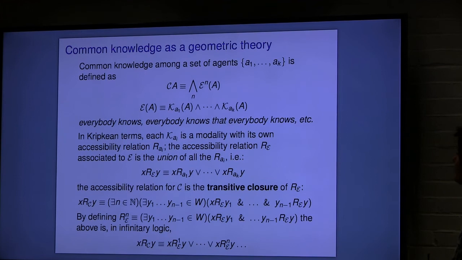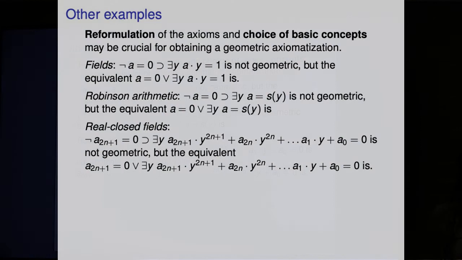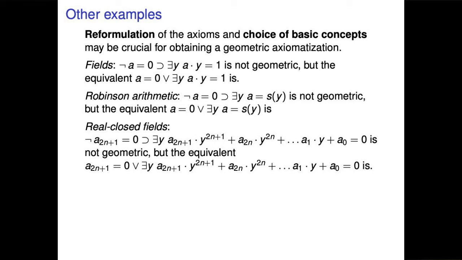So other examples of coherent and geometric theories. Sometimes a theory is not in itself coherent or geometric, and one needs to modify the basic notions to get a geometric theory. For example, if we formulate the axiom of fields as every non-zero element has an inverse, this is not geometric because there is an implication in the negative part, so the negation in the antecedent of an implication. But if this is replaced by the axiom that any element is either zero or it has an inverse, this is geometric. Robinson arithmetic, every non-zero element is a successor, is not geometric, but the equivalent form, any element is either zero or it is a successor, is geometric.